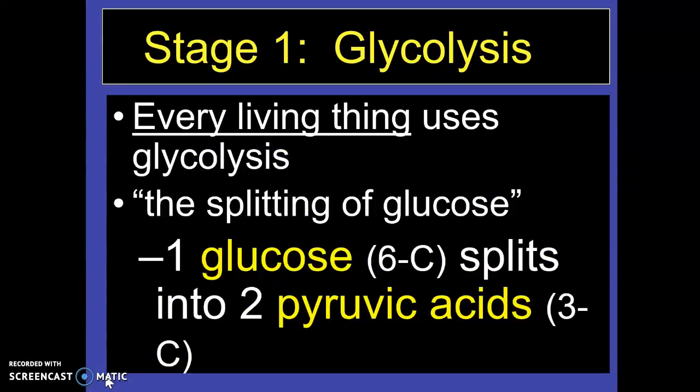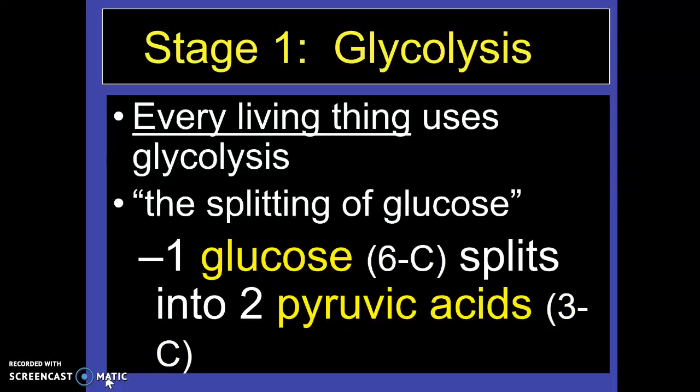Okay, so to help you remember this, it can get a little complicated like photosynthesis did with the reactions. But the best way to remember this is to group it into steps. So step 1 is going to be glycolysis. Let's look at that word. Glyco, we're talking about glucose here, and lysis means to break down. So every living thing is going to use this process of glycolysis. And glycolysis means, by definition, the splitting of glucose.